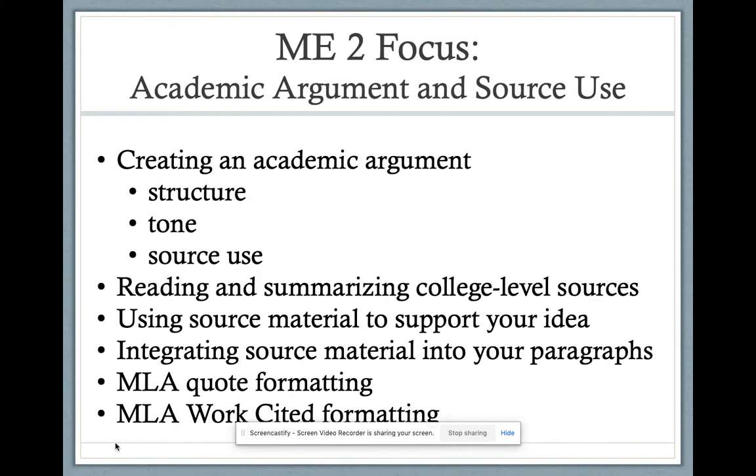Our focus for Major Essay 2 is academic argument and source use. We'll be talking about concepts like creating an academic argument in terms of structure, tone, source use, how to read and summarize sources, how to then use that source material to support your ideas and integrate it into paragraphs. We'll also be covering MLA quote formatting and MLA works cited formatting.